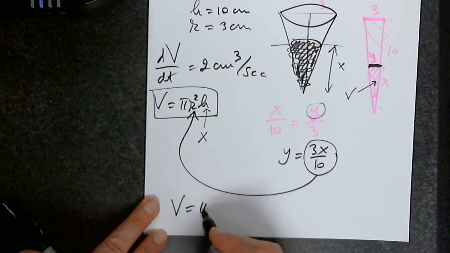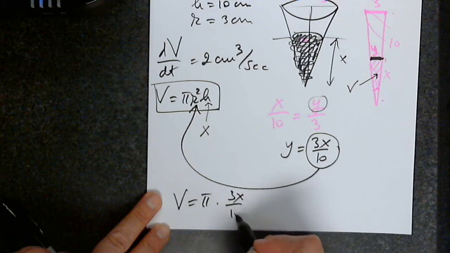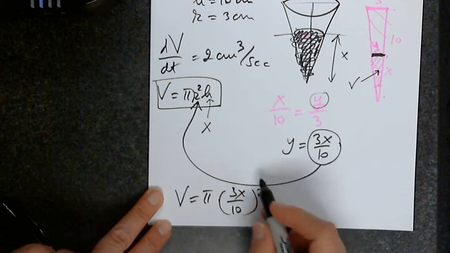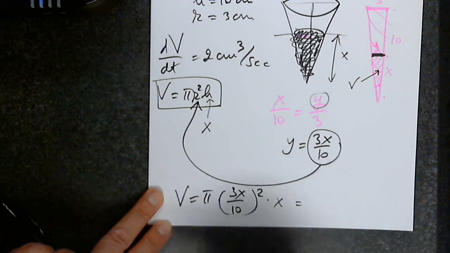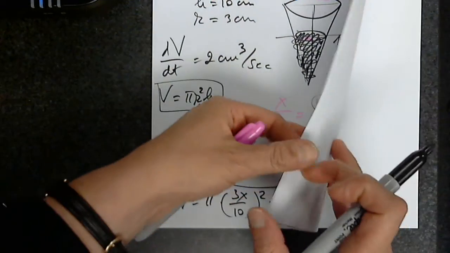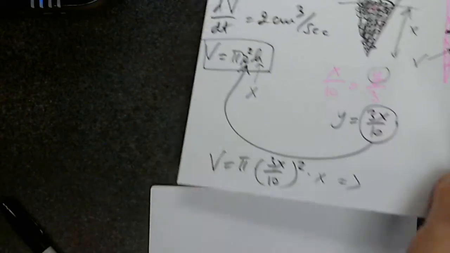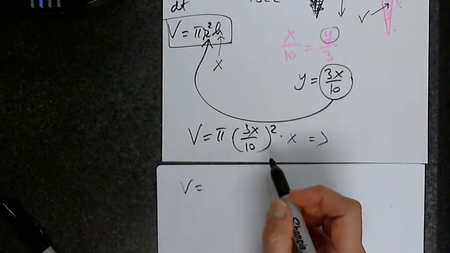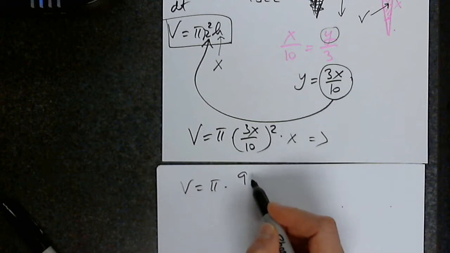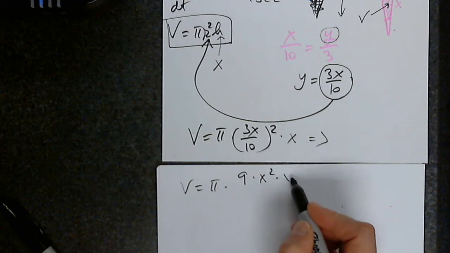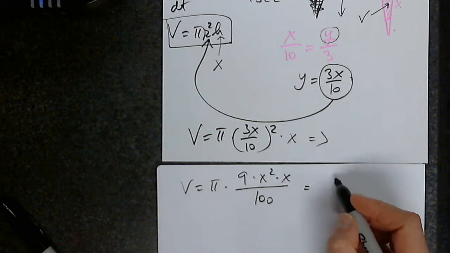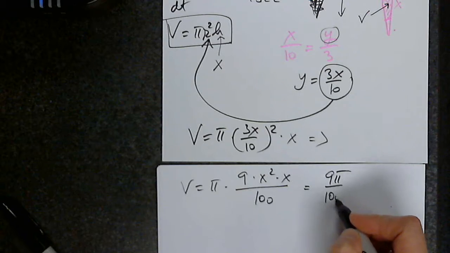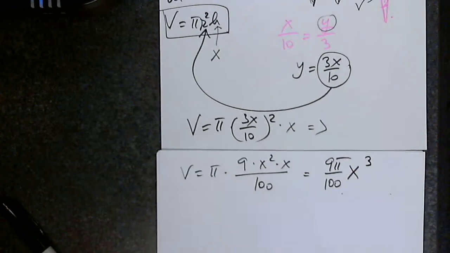So then the volume equals pi multiplied by 3x over 10, everything squared, times the height, which is x. So now I do have a volume as a function of x. This is pi, this is 9, this is x squared, this is x, and this is 100. So it's 9 pi over 100 times x cubed. This is a function of x alone.